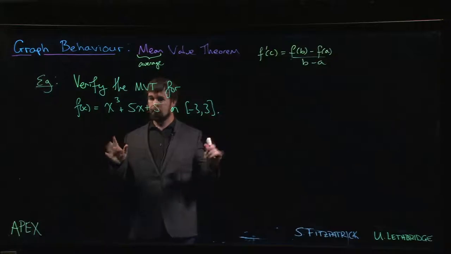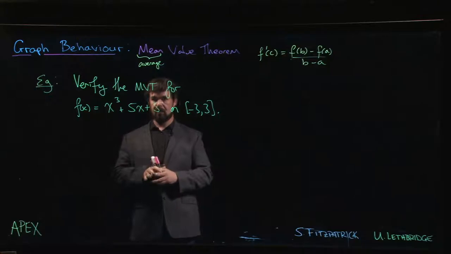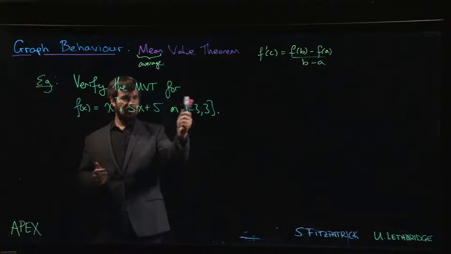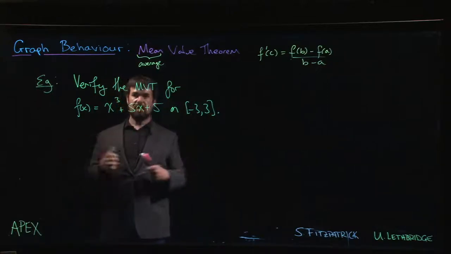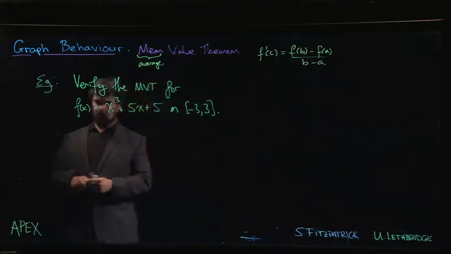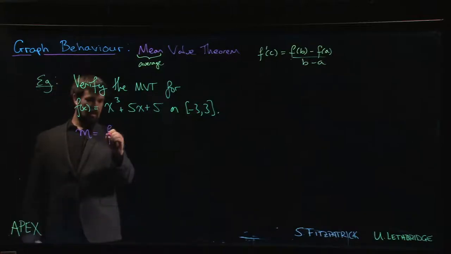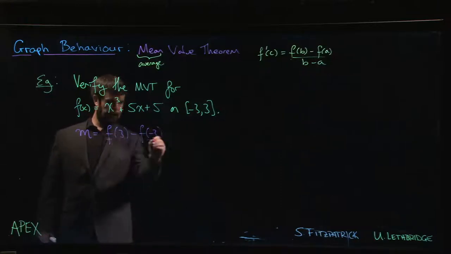So let's do one computational example where we confirm that the mean value theorem is in fact valid. Here is a polynomial function, so certainly continuous and differentiable. We've got an interval for it. We just want to make sure that there are indeed these numbers c which satisfy the mean value theorem. So on the one hand, let's calculate this slope, this average change: f at 3 minus f at minus 3, over 3 subtract minus 3.